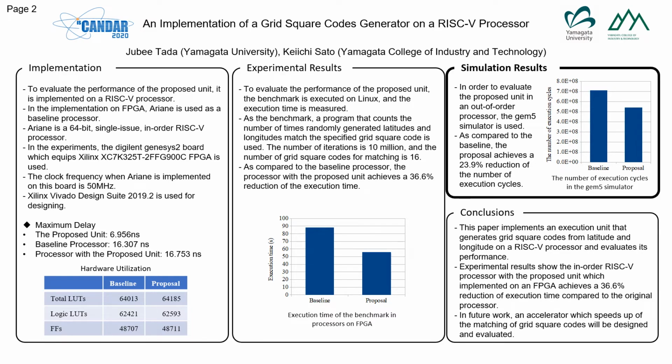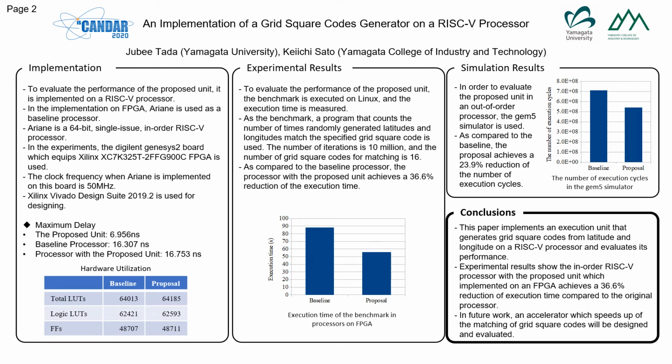Ariane is an in-order single-issue processor. Therefore, it is considered that the effect of the proposed unit is enhanced. In order to evaluate the proposed unit in an out-of-order processor, the gem5 simulator is used. As compared to the baseline, the proposal achieves a 23.9% reduction of the number of execution cycles. Although the performance improvement rate becomes smaller than the FPGA implementation, the effect of the proposed unit is still large.